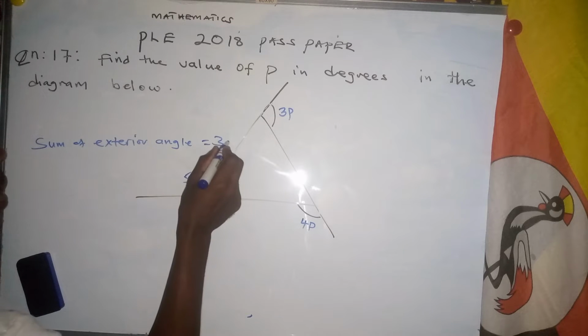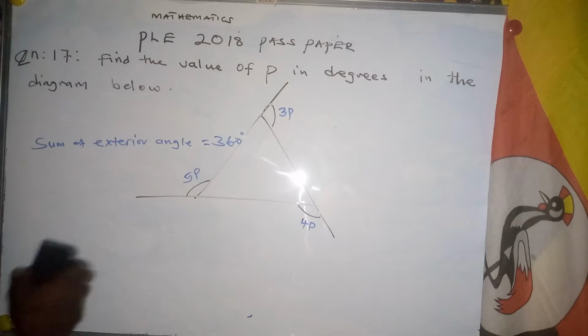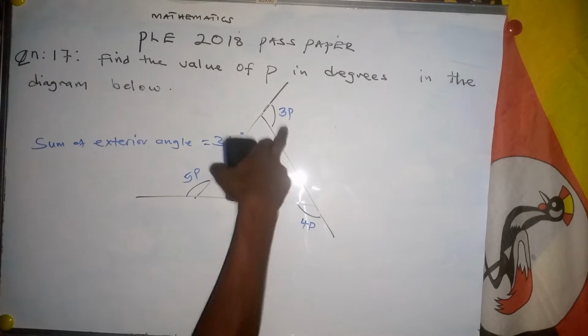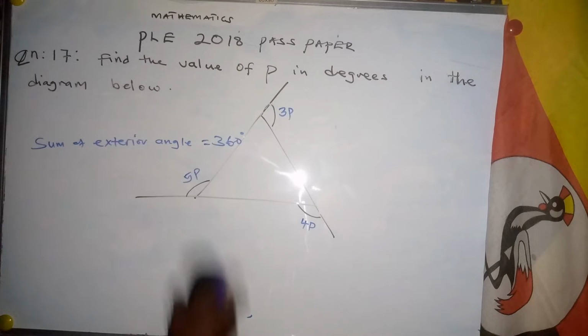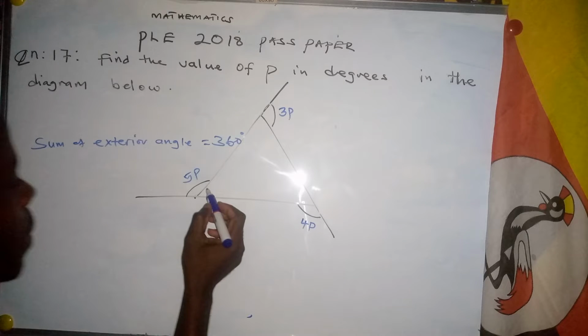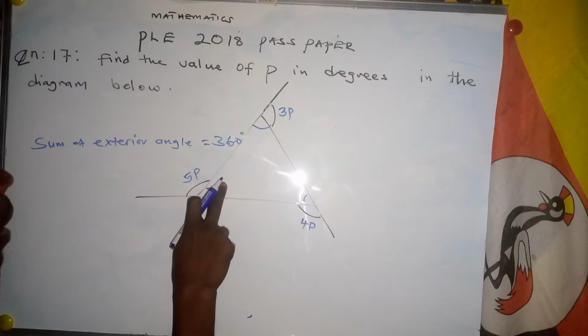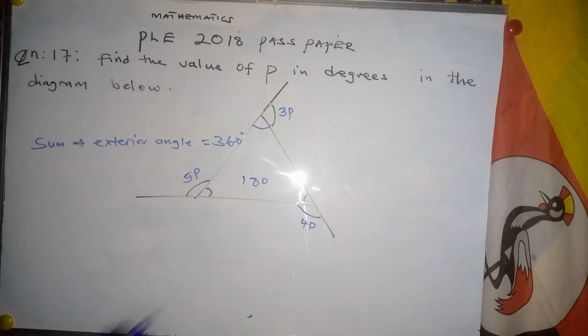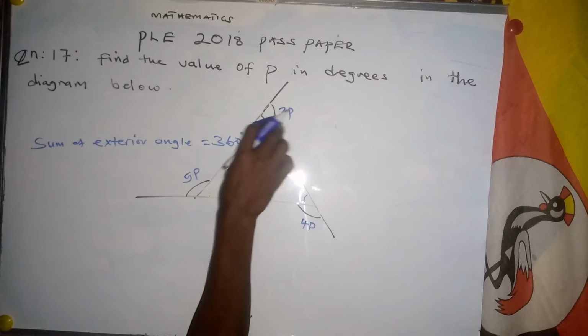equals 360 degrees. The sum of exterior angles equals 360. So meaning that we are going to add this one, this one, this one: 3p plus 4p plus 5p equals 360 degrees. That is exterior angles. But this one here and here, we call them interior angles. The sum of the interior angles is equal to 180 degrees. So we are solving the exterior angles, outside angles, not the internal angles.